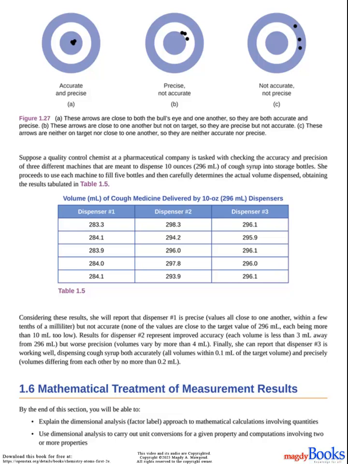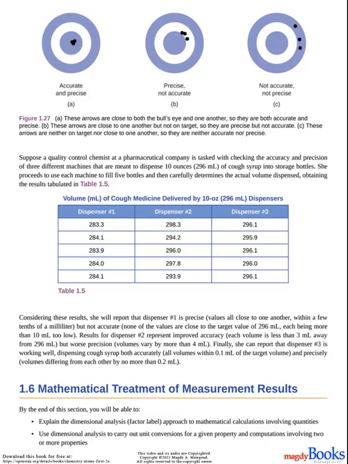Considering these results, she will report that dispenser number 1 is precise, values all close to one another, within a few tenths of a milliliter, but not accurate. None of the values are close to the target value of 296 milliliter, each being more than 10 milliliter too low. Results for dispenser number 2 represent improved accuracy.